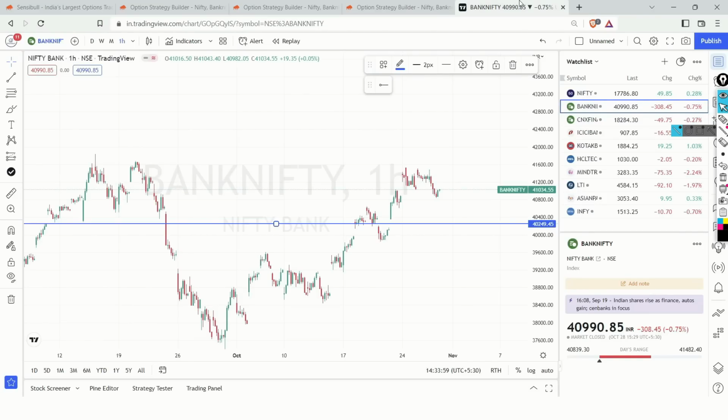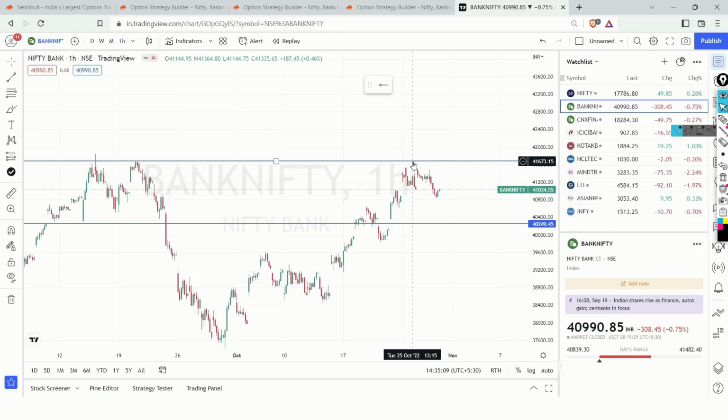Now let's come back to the chart, and the first option is, right after it breaks 4200, we are going to short the call option at the very next resistance. So where is the next resistance? What we can see from the chart is around 41,700. So we can simply short a 41,700 call option.